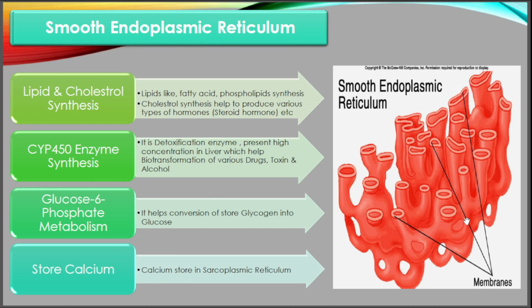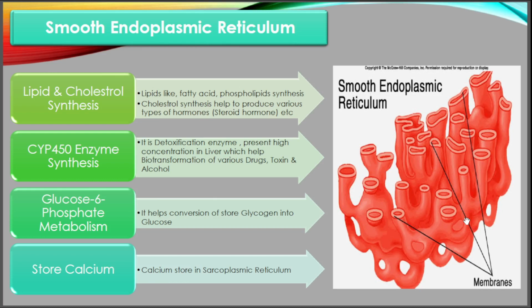Its function mainly differs from tissue to tissue. Like in the ovaries or the testes, they are responsible for the synthesis of steroid hormones, whereas the ones present in the liver, like the CYP450 enzymes, help in the detoxification process or in the biotransformation of different drugs, toxins and alcohol.